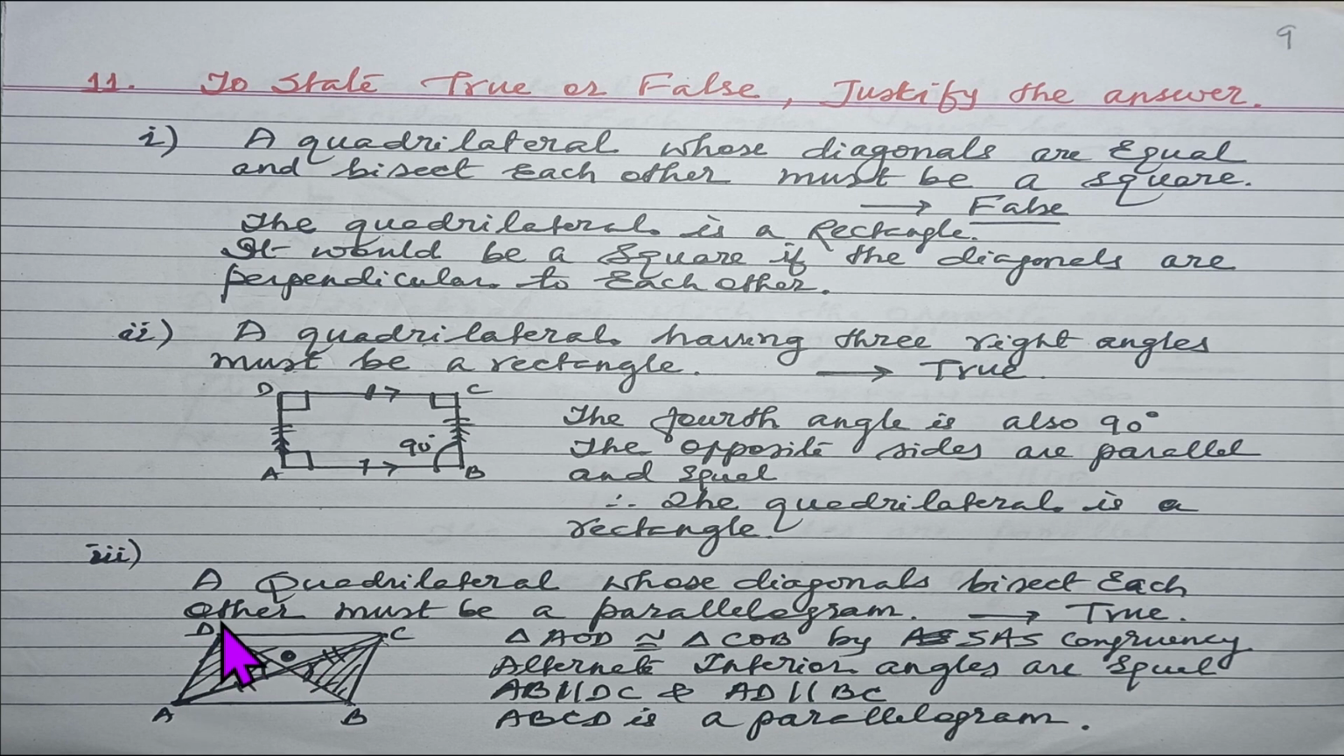Now triangle AOD and triangle COB are congruent by SAS congruency criteria. Therefore the corresponding angles are equal, and then the alternate angles are equal, and therefore AB is parallel to DC and AD is parallel to BC. Therefore ABCD is a parallelogram.